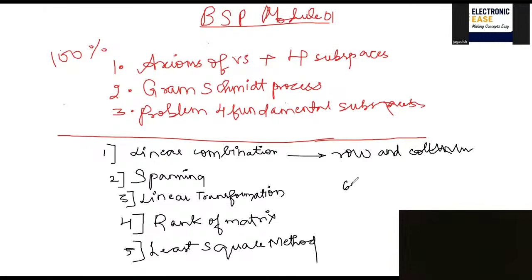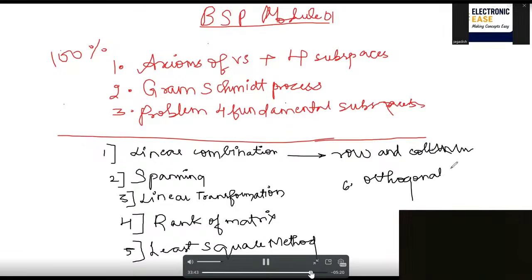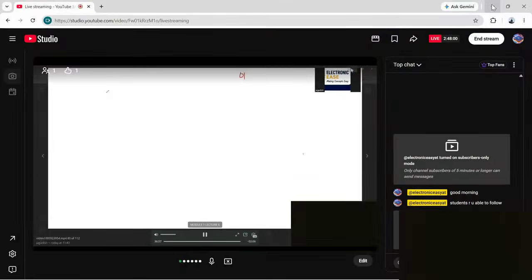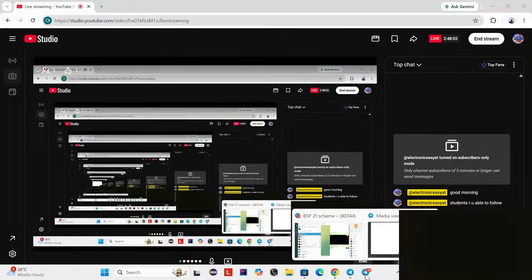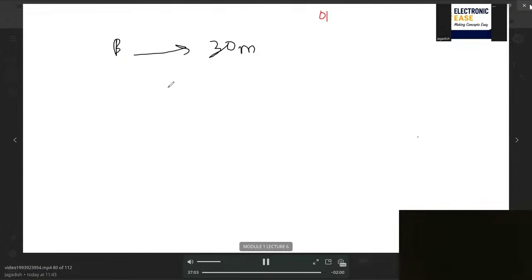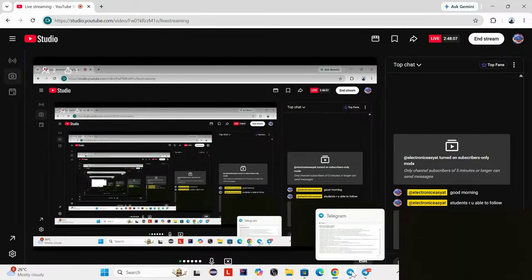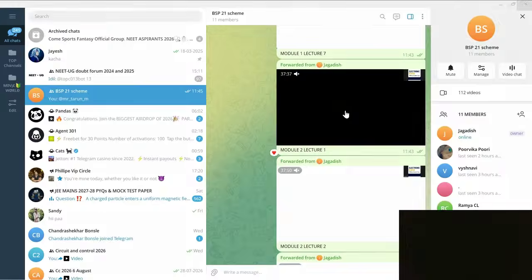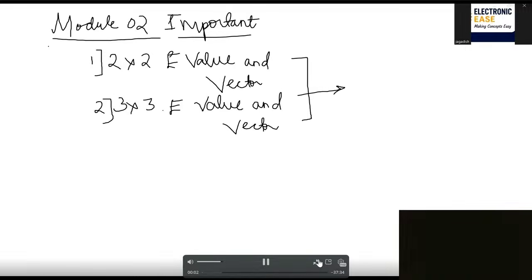For orthogonal basis, there are still two small topics left, children. I will take them after the Gram-Schmidt process. Send me the important questions. It's not possible to do it all at once, children. So daily you need to practice, watch and prepare for the examination. Don't waste time. If you score 30 marks minimum in module 1 and module 2, then you are in a good position. One complete. Be prepared in the class.